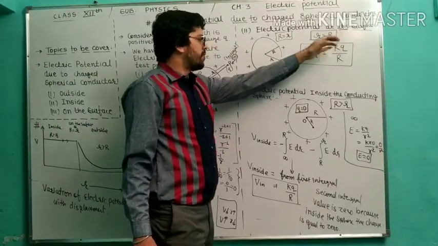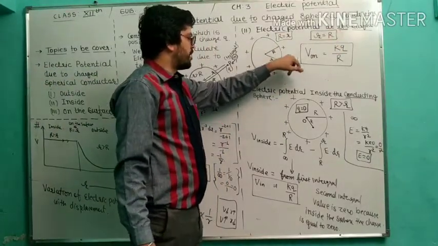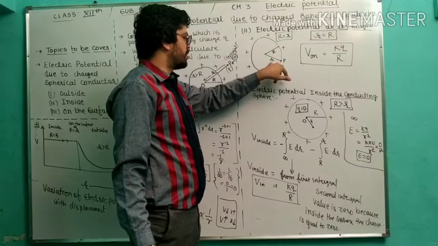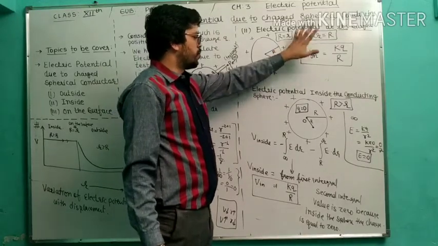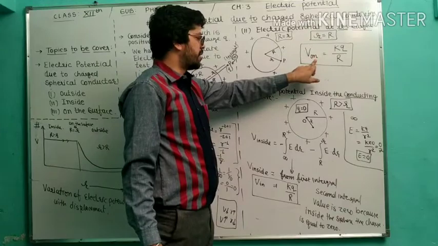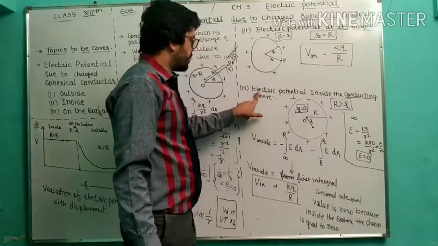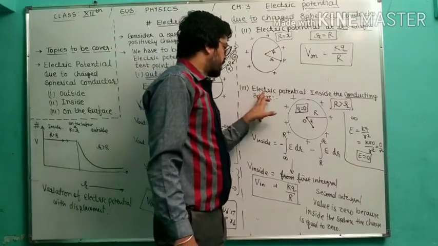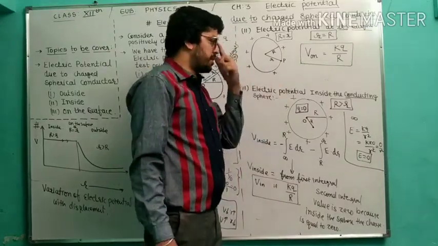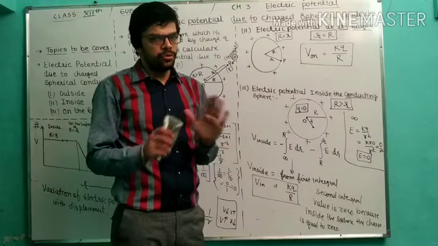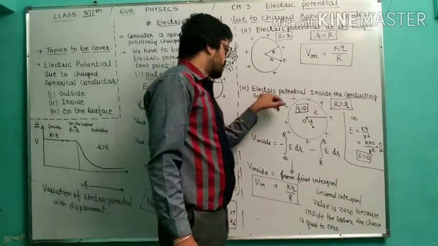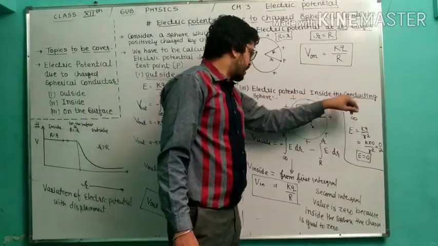Electric potential on the surface. Here on the surface, we are bringing the test point to the surface of this sphere, which means small r is equal to capital R. So there is no need to do the derivation. Directly you can say that the electric potential on the surface of the sphere is kq upon capital R. Now we are bringing a charge inside. Okay, so the test point is inside, but it will not come inside because there will be no charge inside of this sphere. Electric potential inside the conducting sphere.